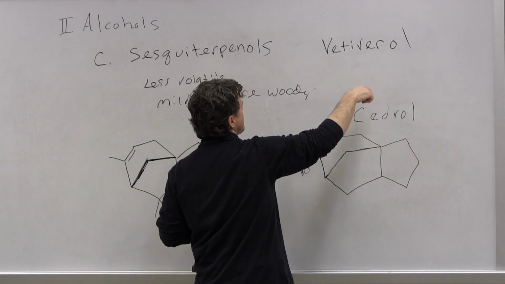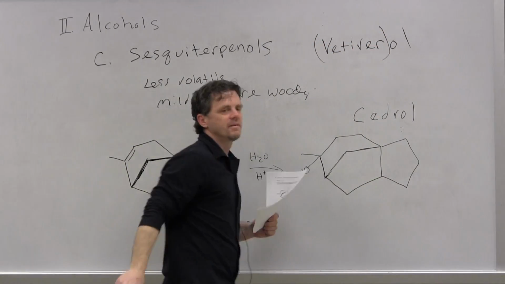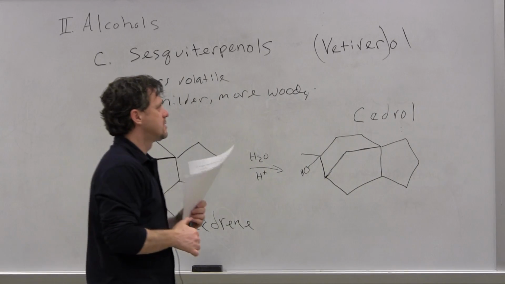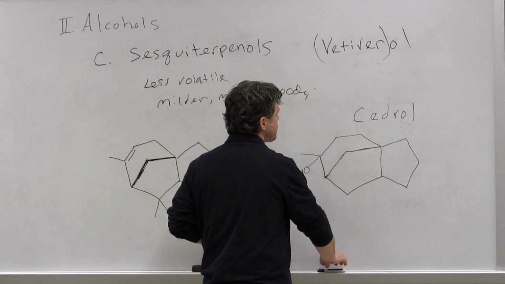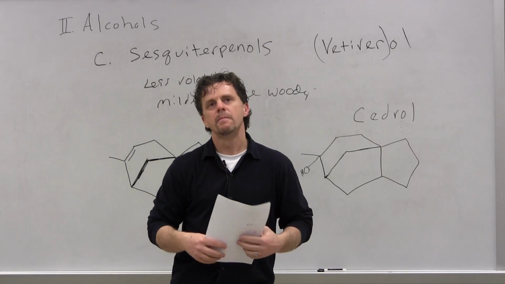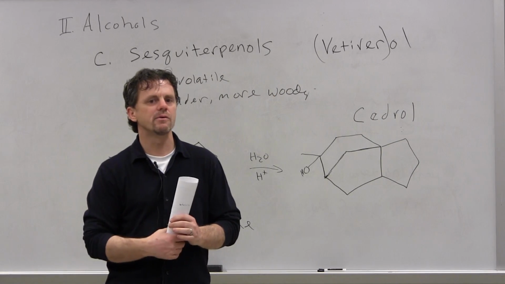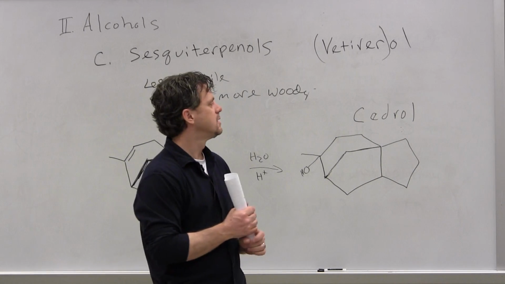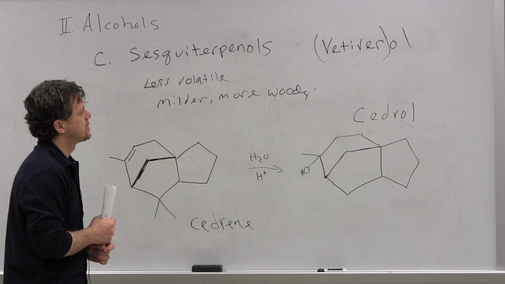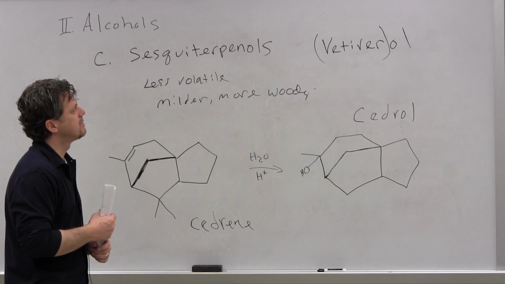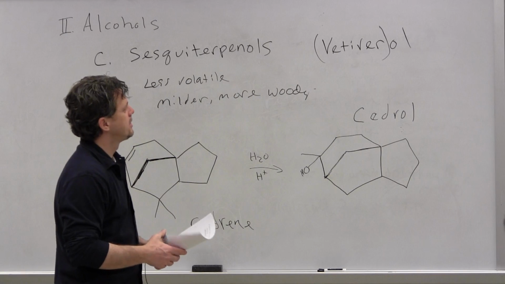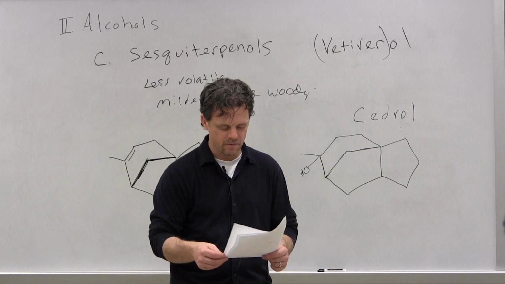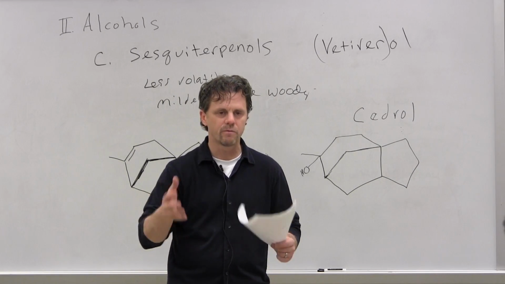Vetiver is another one of these grasses that is used. It's a very important oil for perfumery. It's a very earthy smelling oil. Most of it comes from Haiti and Indonesia, some from China, and a little bit down in South America as well. Very important oil. So a lot of these sesquiterpenes are named like that from the oil from which they're made.